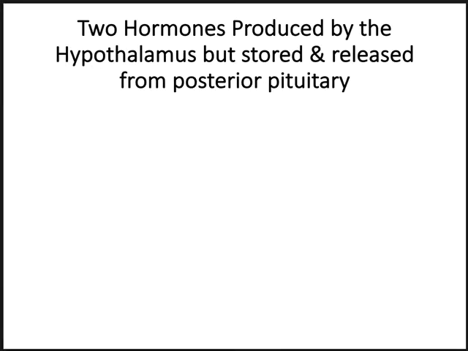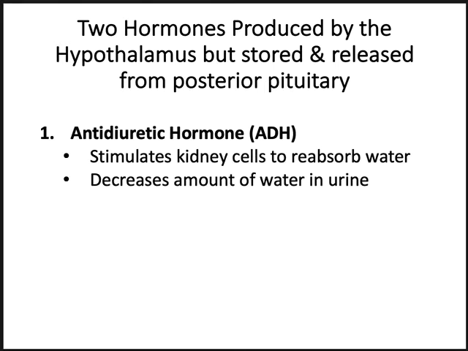Okay, so two hormones that you need to know that are produced, so made by the hypothalamus, but then stored and released from the posterior pituitary. So you would say produced by hypothalamus, secreted by posterior pituitary. And these two hormones are going to be ADH, antidiuretic hormone, and oxytocin. So let's start talking about antidiuretic hormone first.